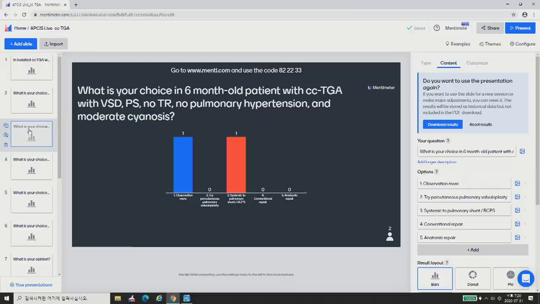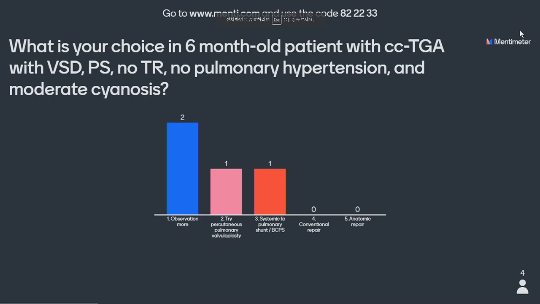Okay, you can use your cellular phone. Okay, number one, observation. Number two, percutaneous pulmonary valvuloplasty. Number three, BT shunt or BCPS. No anatomical repair. Okay. So I'd like to ask the panels about your opinion about this patient. 6 months old, ccTGA, VSD, PS, no TR. I think it's a well-balanced case, but saturation is a little bit decreasing from 85 to 75%.